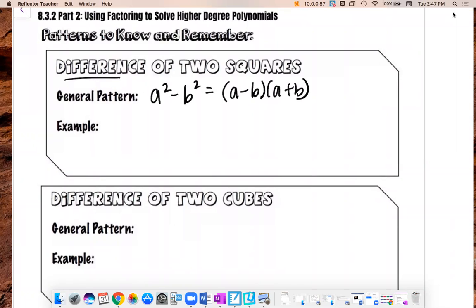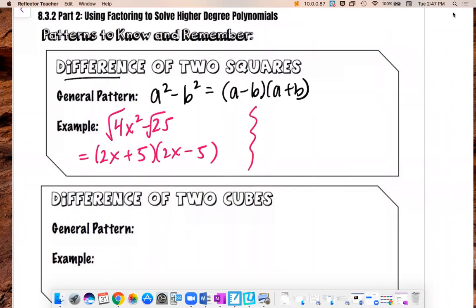So examples of this would be like 4x squared minus 25. These are both things that I can take the square root of, so they're things that are being squared. And so I know the square root of 4x squared is 2x. So that's what goes in the front of my parentheses. The square root of 25 is 5, so that goes in the back. And then my signs are just opposite. One's plus and one's minus, okay?